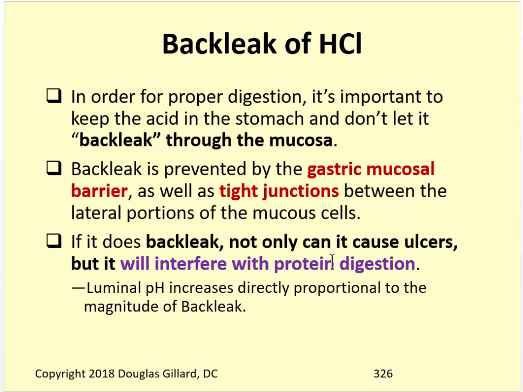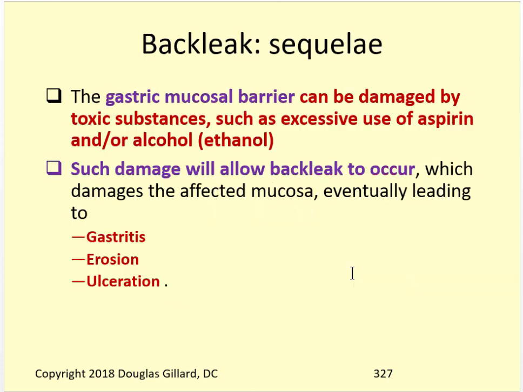If back leak does occur, not only does it cause ulcers, but it can interfere with protein digestion. How can it interfere with protein digestion? Well, you need those H ions, that hydrochloric acid and those hydrogen ions floating in the lumen of the stomach to break down the proteins. If you've got them leaking through the mucosa into the submucosa, you can't break down proteins anymore. Well, you probably won't be eating anything because your stomach will be so upset.